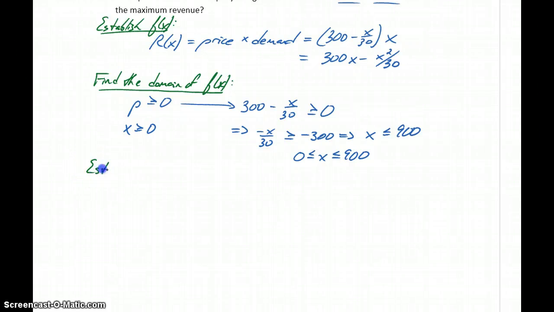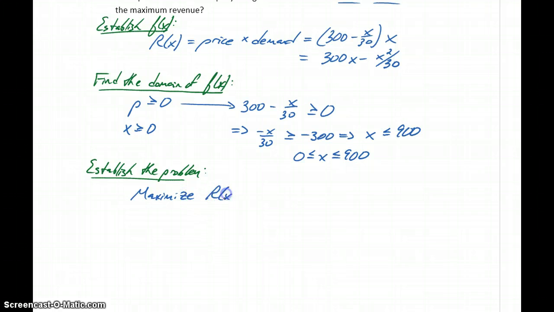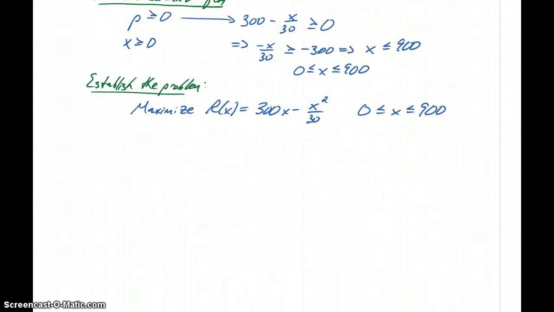So now we can actually establish the problem. What we want to do is maximize the revenue function R of x equals 300x minus x squared over 30, on the interval 0 is less than or equal to x is less than or equal to 900. So we haven't gotten into solving anything. Those initial steps were all just about setting up the problem so we know what function we're trying to maximize or minimize.